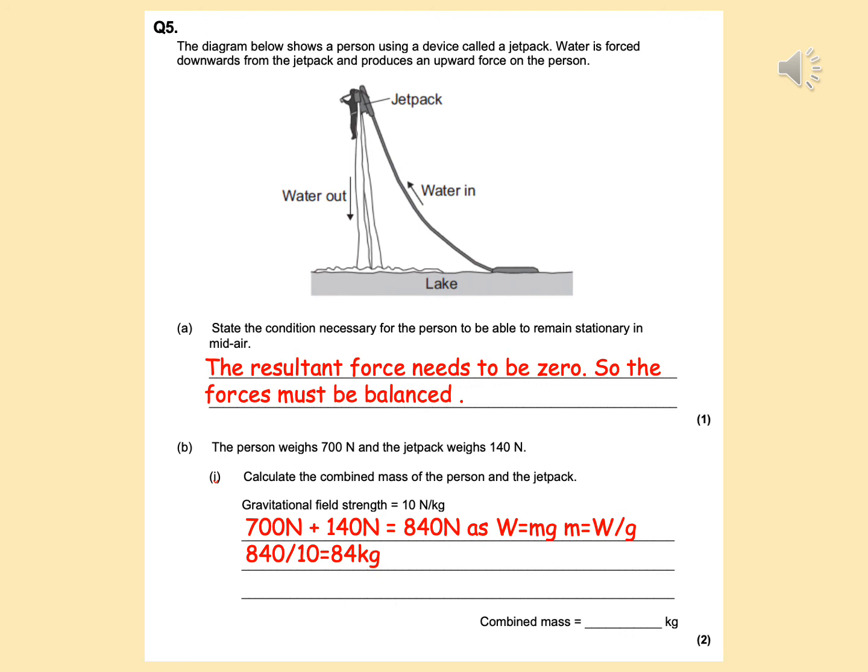And as you have done in previous lessons, we're going to use our equation weight is equal to mass times gravity. So if you divide your weight by gravity, this will give you your mass. So assuming gravity is 10, we do 840 divided by 10 to give us a mass of 84 kilograms.